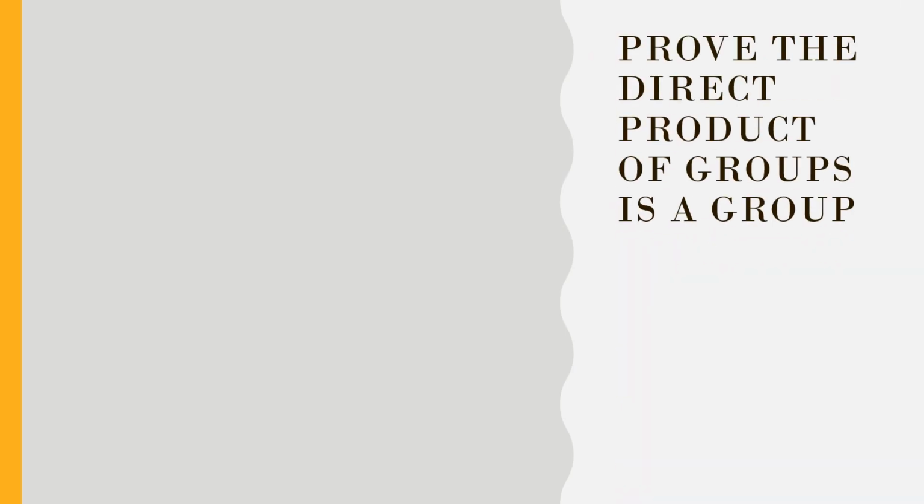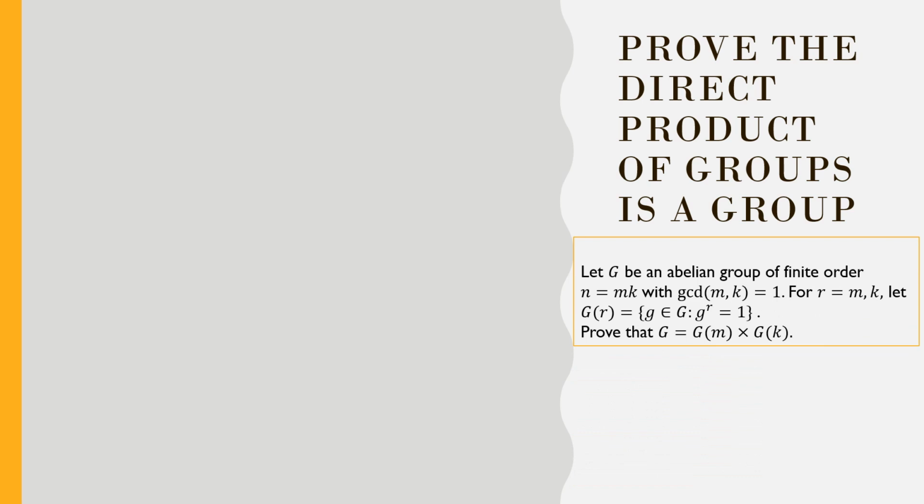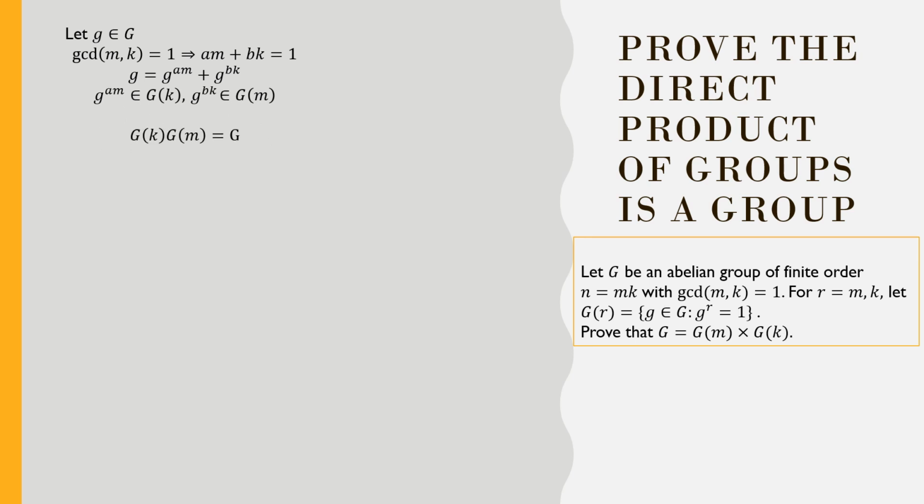This example involves cyclic groups. From the greatest common divisor, we know that for some a and b, am plus bk equals 1. This means g equals g^(am) plus g^(bk). And so g^(am) is an element of ⟨g^k⟩ and g^(bk) is an element of ⟨g^m⟩. And so the direct product of ⟨g^k⟩ and ⟨g^m⟩ is ⟨g⟩.